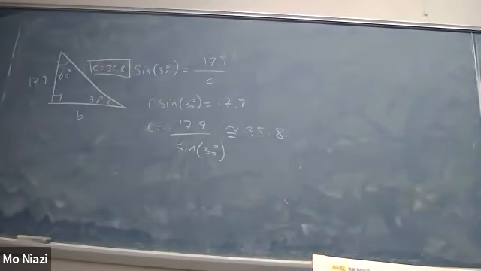Cosine. Yes, excellent. Cosine of what? 30. Yes. Which is equal to what? Always it's adjacent over hypotenuse. So it's going to be, so then B is what?